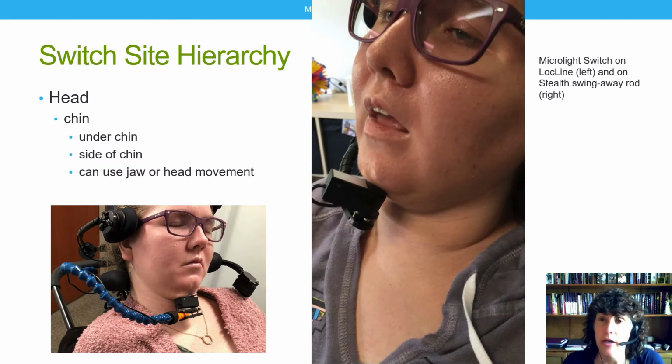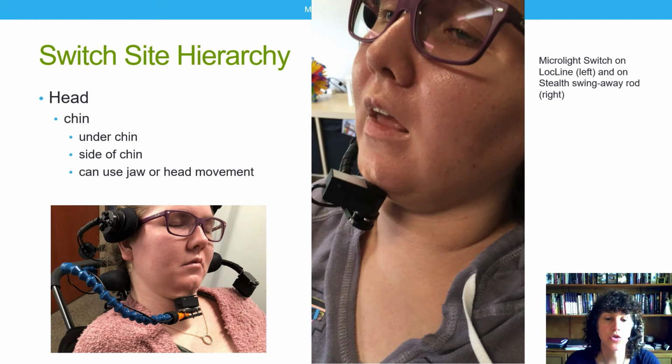This is Kiana, and she is using a switch underneath her chin. It's possible to place a switch under the chin, by the side of the chin, and then the client may choose to use either jaw movement or head movement, either inflection or rotation. In her case, she uses a very slight jaw movement, occasionally neck movement to access her switch. On the left side, you can see she has a microlight switch mounted on some lock line underneath her chin because we needed a little extra length, and this has actually worked very well for her.